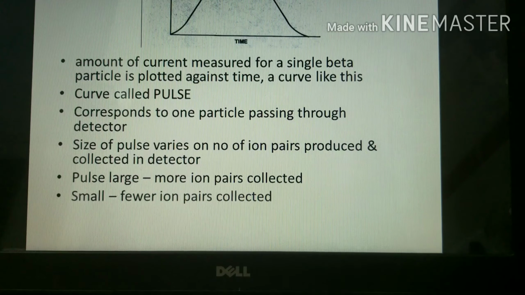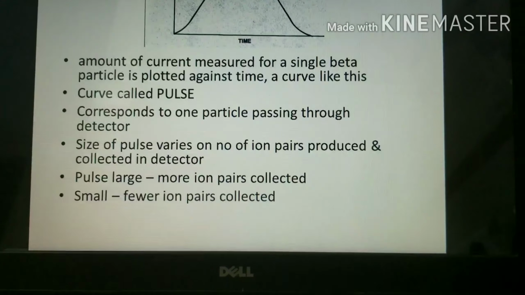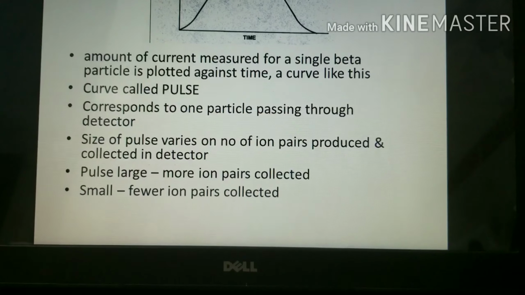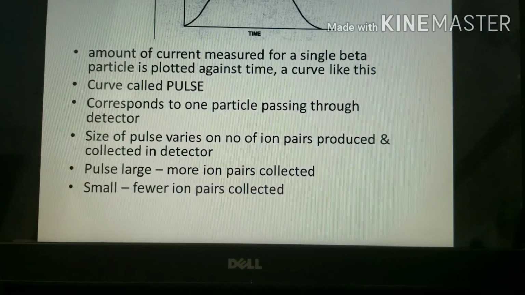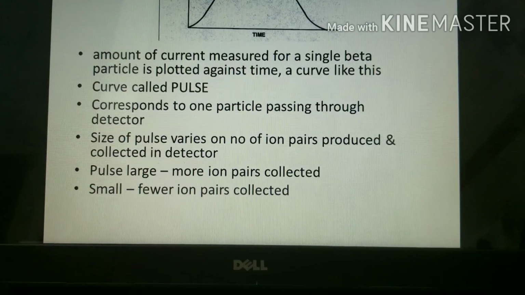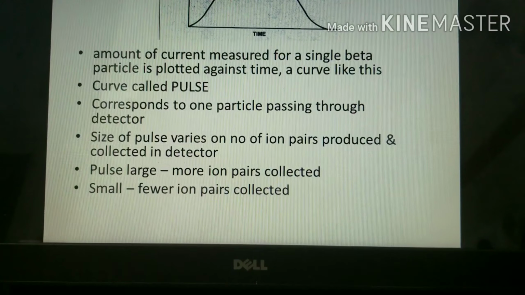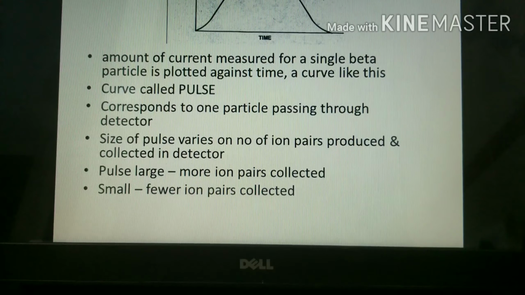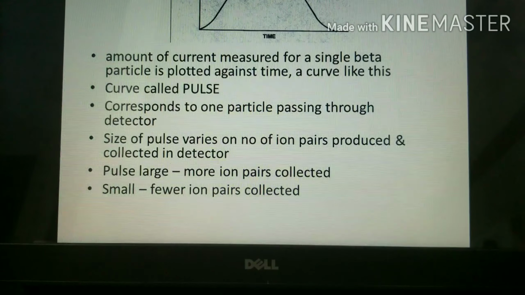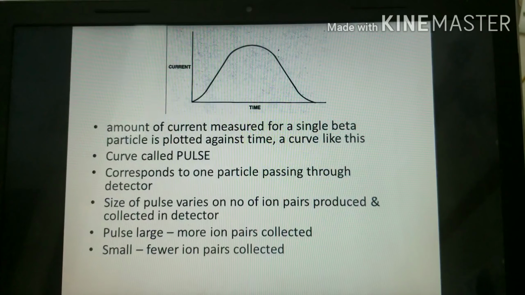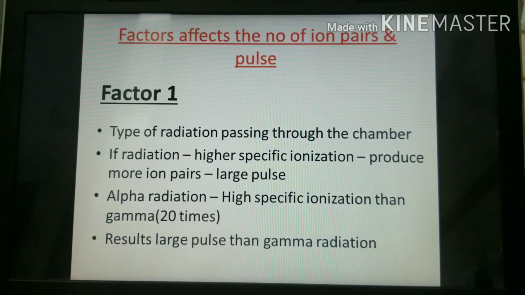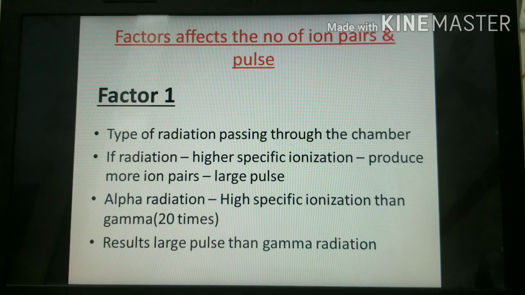The size of the pulse will vary on the number of ion pairs produced and collected in the detector. So pulse size will determine how many ion pairs are collected. If more ion pairs are collected, then the pulse will be large. If fewer ion pairs are collected, then the pulse will be smaller. So there are 6 factors that will affect the number of ion pairs and the pulse.